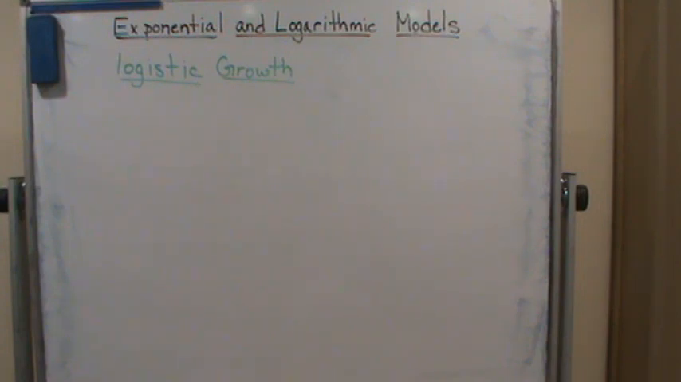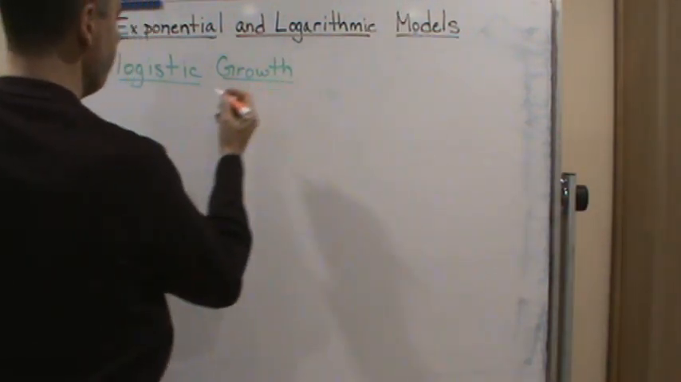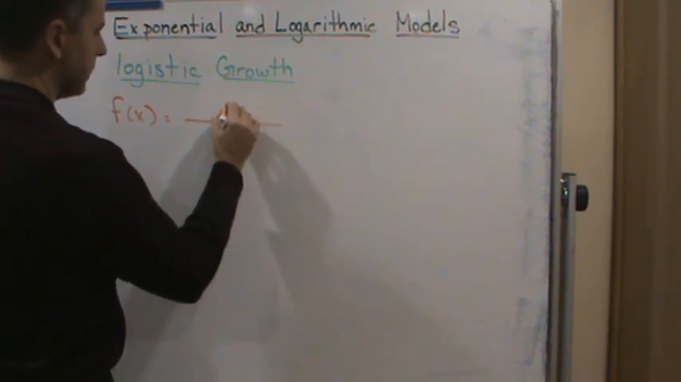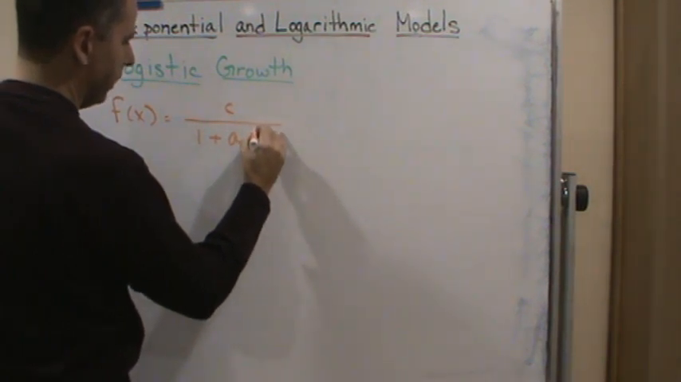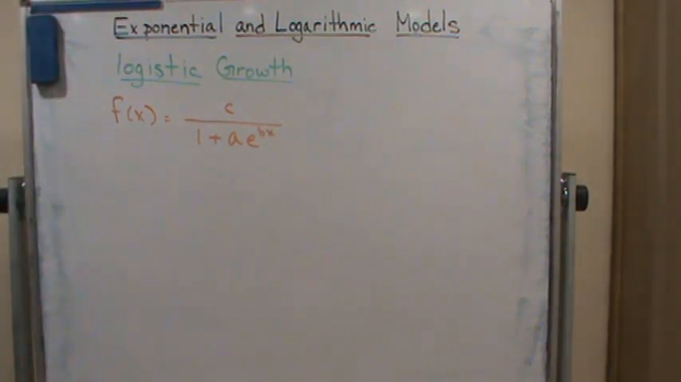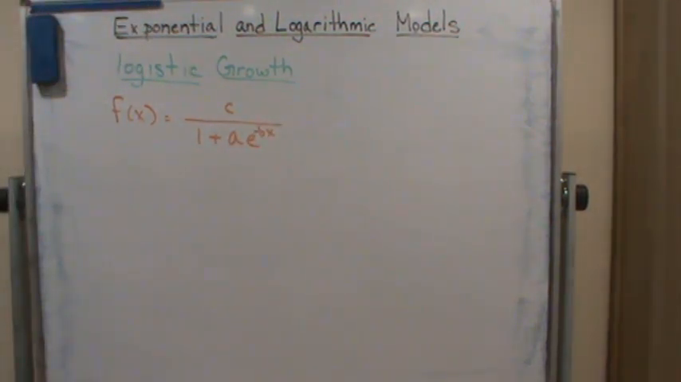Okay, so now let's write the information down. Let's start with the logistic growth model. We have f of x equals c over 1 plus a e to the negative bx. Oh, sorry, it's negative because it's taken away. Okay, so there's our logistic growth model.